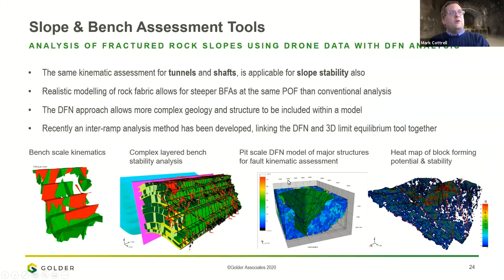Understanding how major structures, so fault structures, interact with the small scale features. So are there particular areas in an open pit, for example, that are more susceptible to failure because of the failure of fractures, because of the failure of faults?